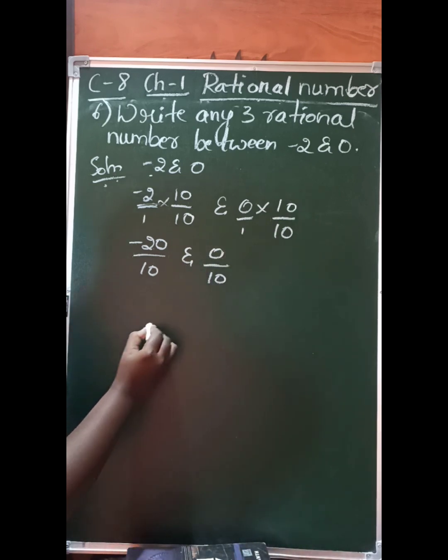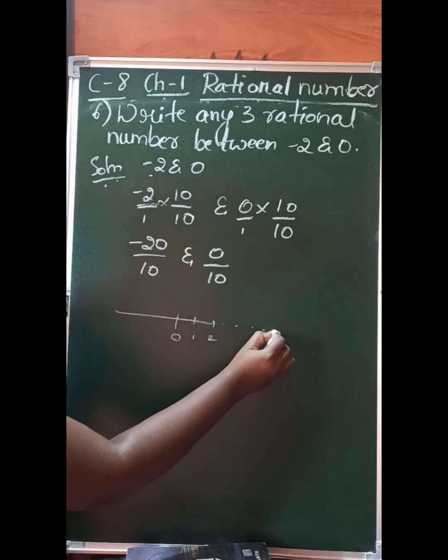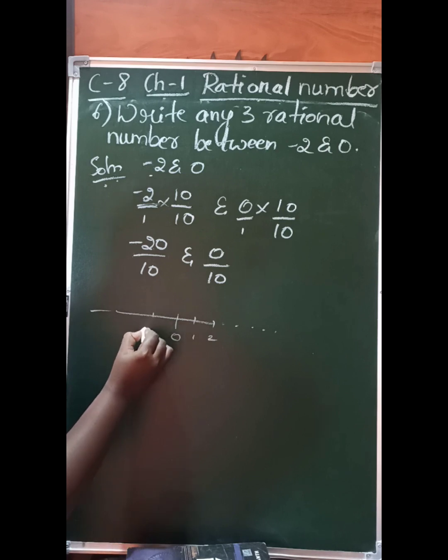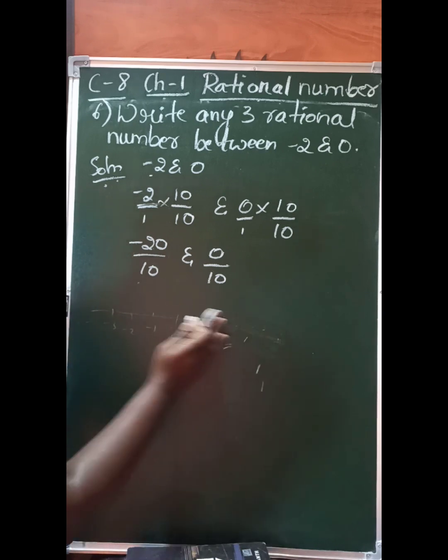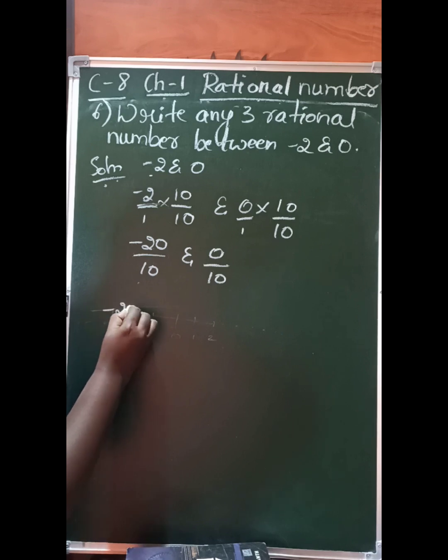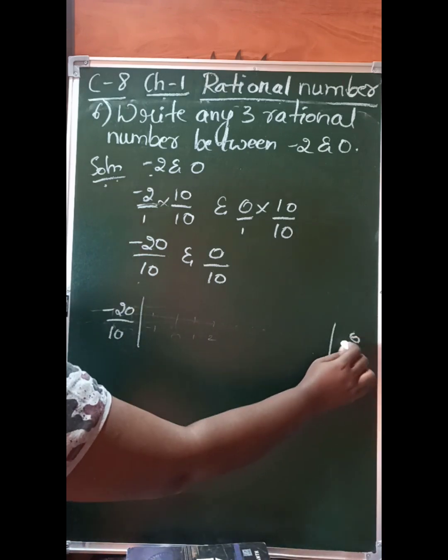So as we know that in the number line, this is 0, this is 1, 2, 3, 4 like that. So here we have minus 1, minus 2, minus 3, so on, right? So here we have n number of numbers, isn't it? So that is minus 20 by 10, and here you consider 0 by 10.